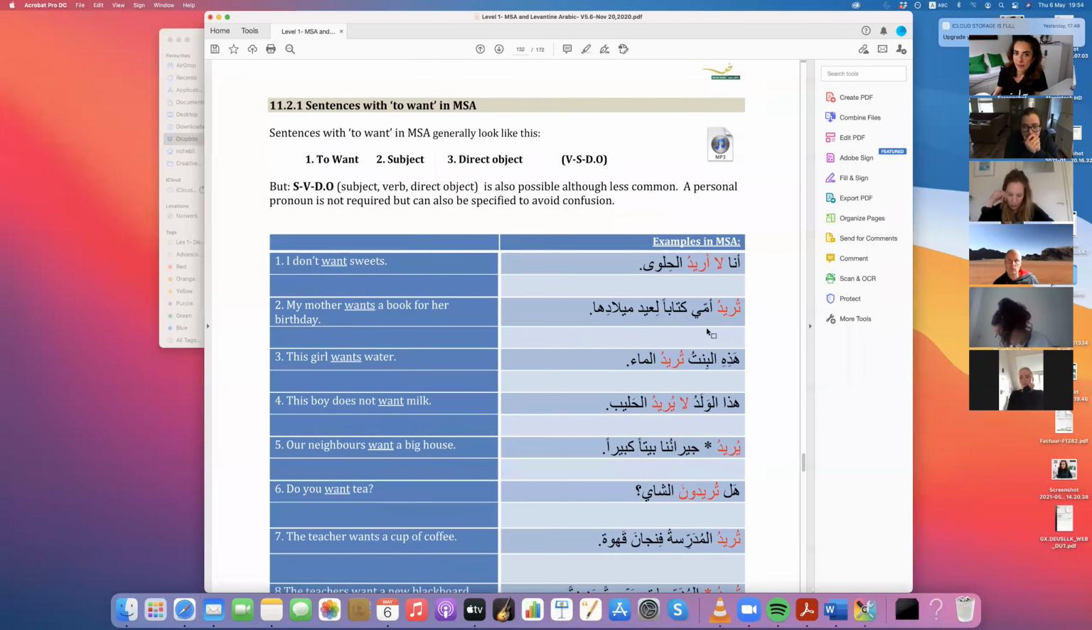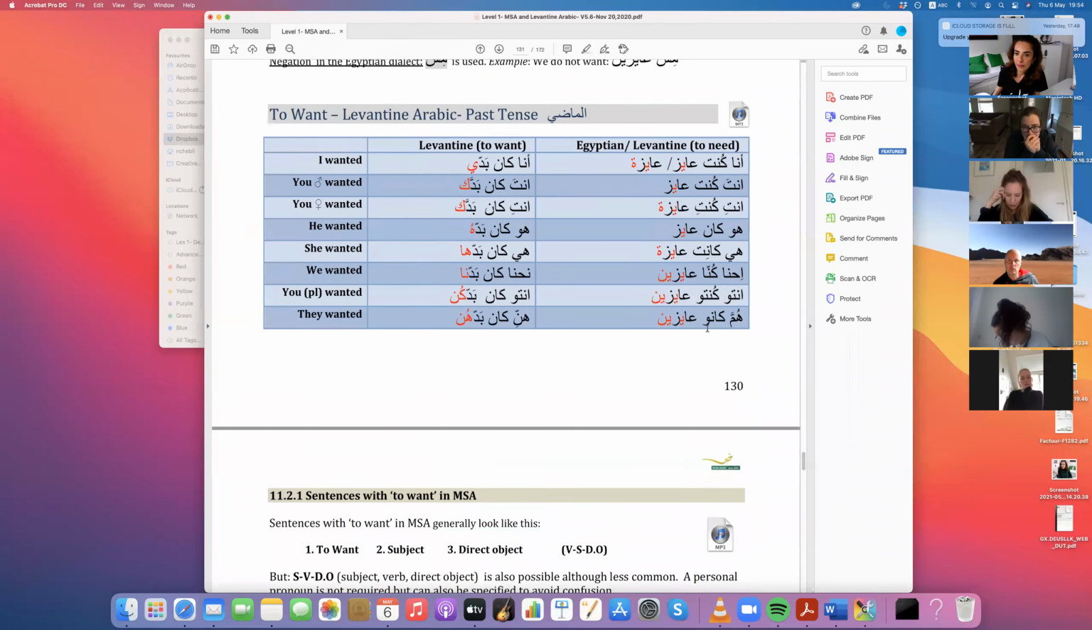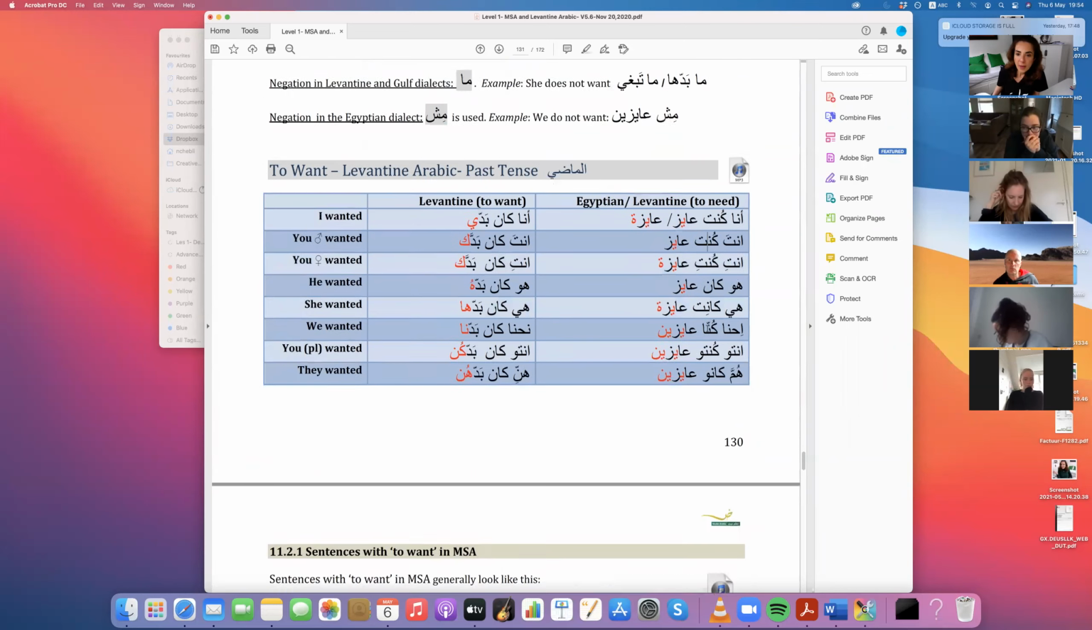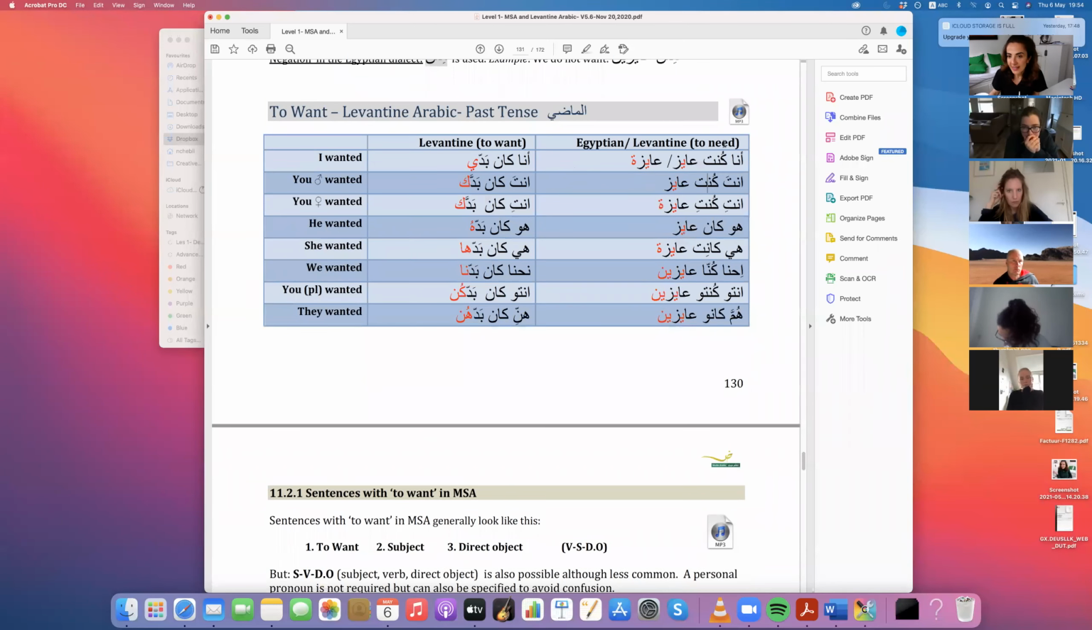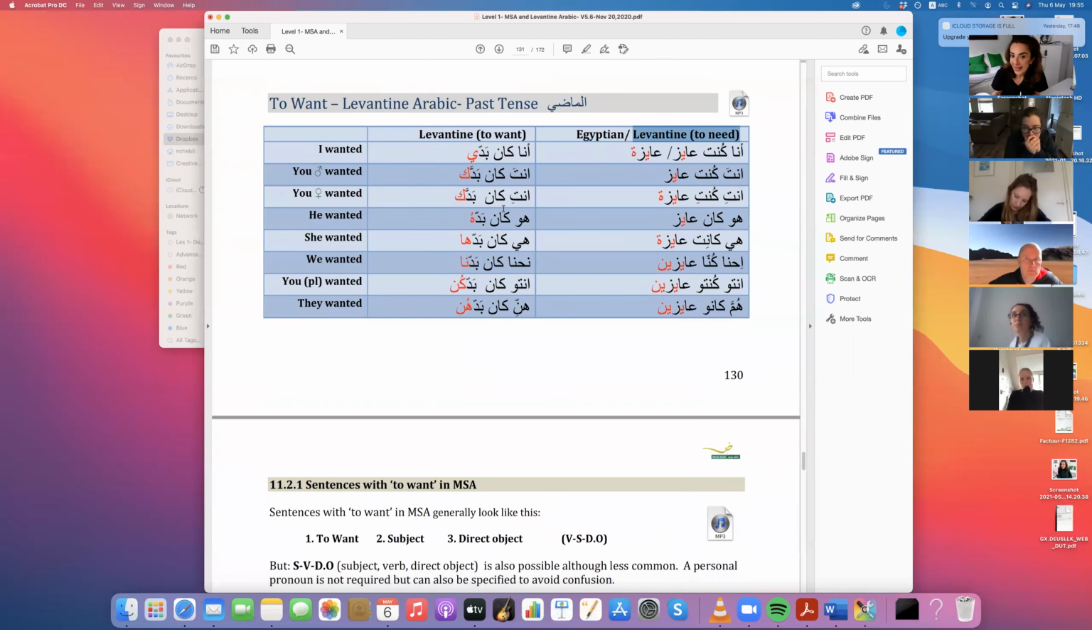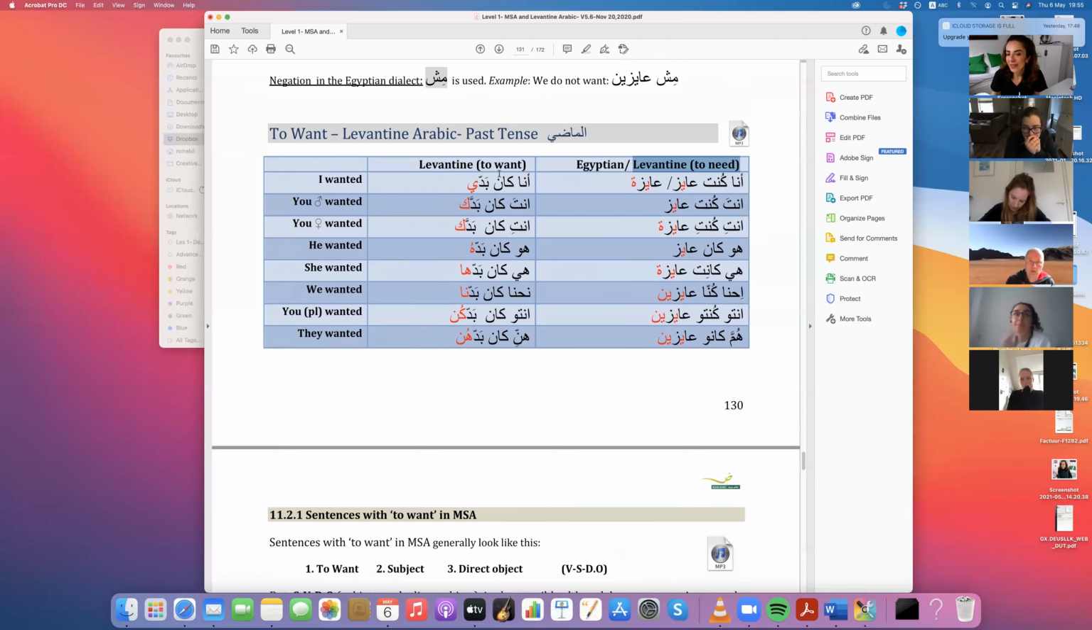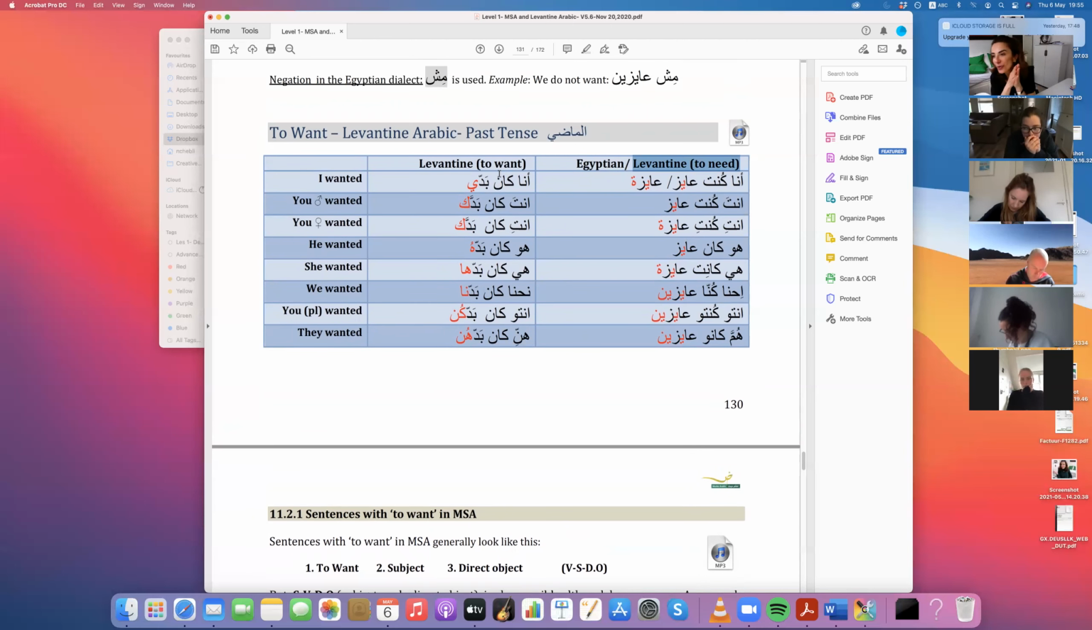Nayla, in the book it says to need between brackets for the Egyptian and Levantine. Yeah, because in Egyptian it is to want, and in Levantine it is used for to need. True, I forgot about that. So if I want to say in Levantine, I needed milk, why didn't you get some? I can say kint aiz, but I can say kan biddi. In the end, to want and to need are very close to each other, right?